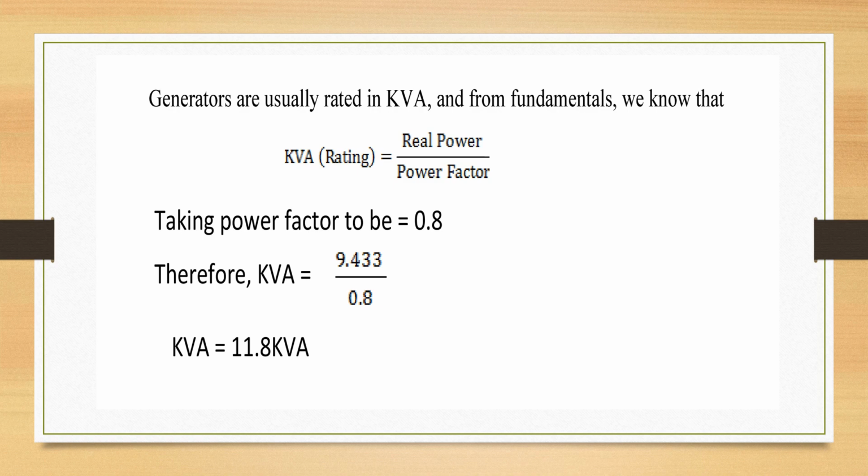So having 9.433, we know that generators are usually rated in kVA. So your kVA is equal to your real power over your power factor. And I told you that our power factor to be used is 0.8. When we divide 9.433 by 0.8, you have 11.8 kVA.